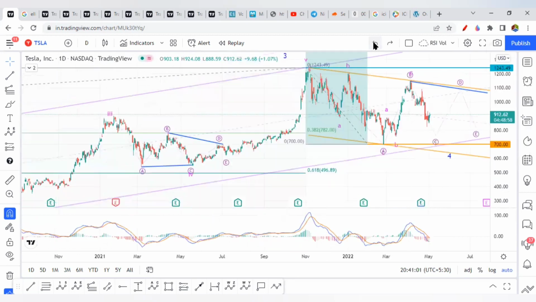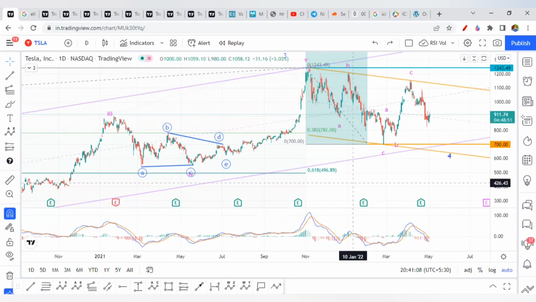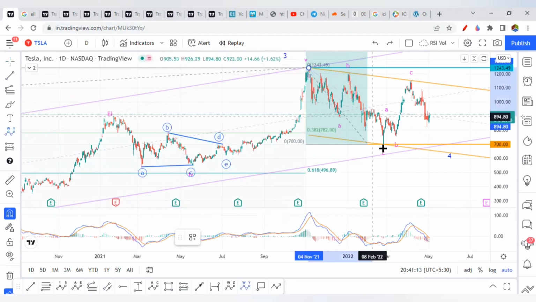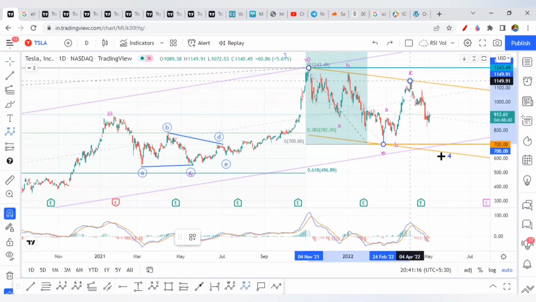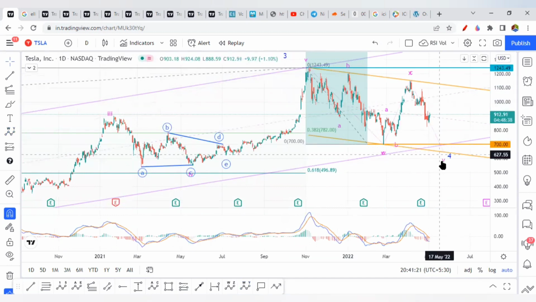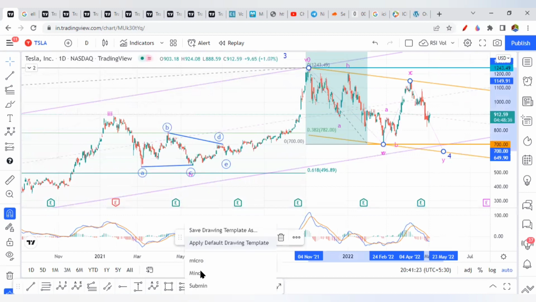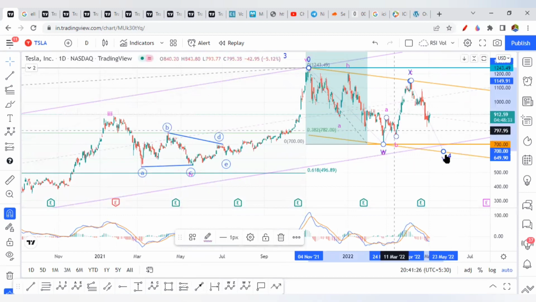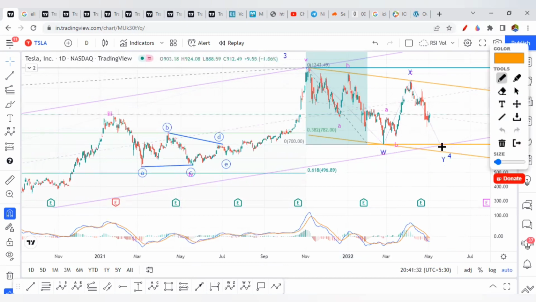If it's not a triangle, it can be a complex correction or a flat correction. In that case it would be a double complex correction. It's called W here, X here, and then Y. One more low it can make coming to the lower end of the channel. Okay, so this is how we can denote the WXY correction. So double zigzag correction you can call it, and it will reach the lower end of the channel, and then it could give the bounce. So this is the second case.